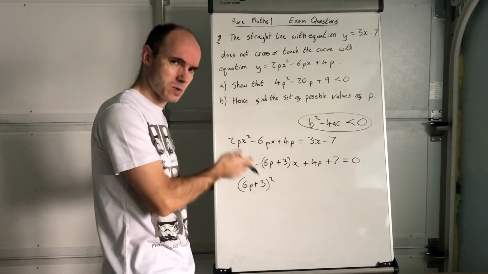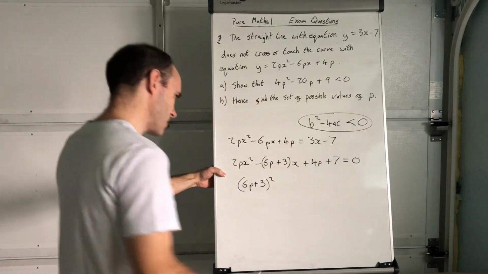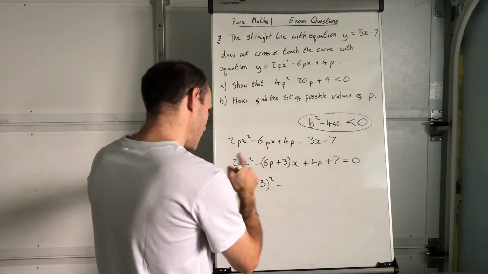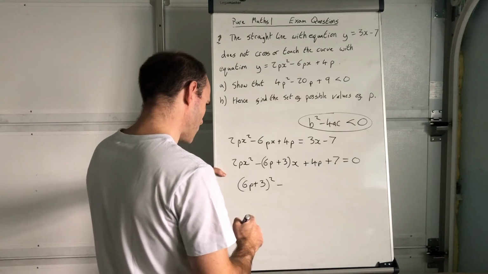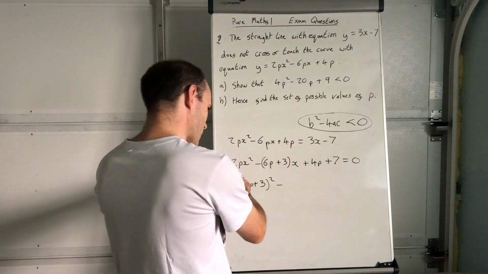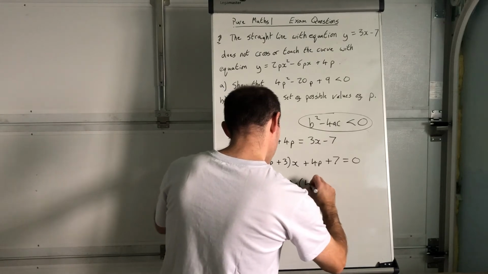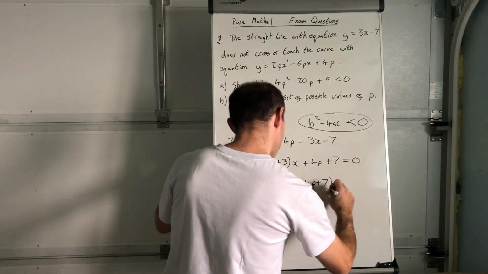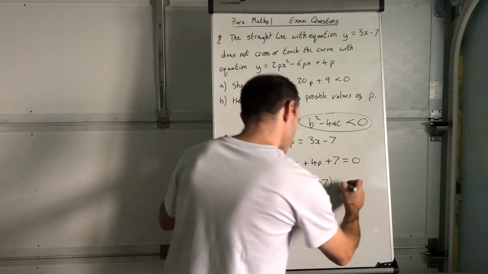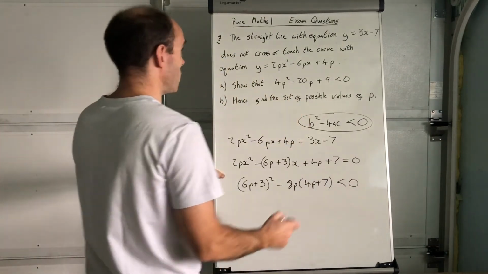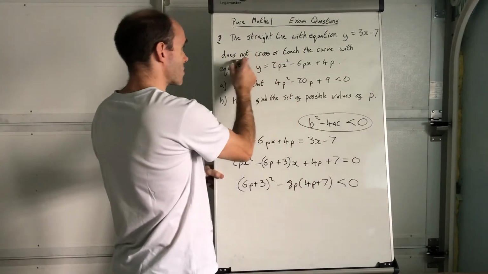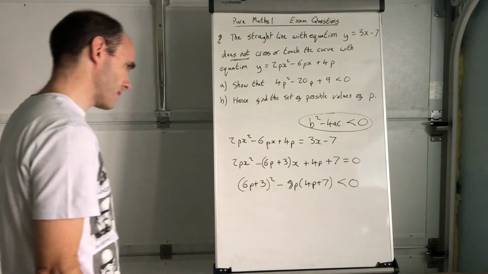Think about it, because b squared, negative value, you get a positive number, okay? So subtract 4 times a times c. So subtract 4 times that, so that's going to be 8p, and then times by c, which is 4p plus 7, and remember that's the discriminant, that's going to be less than 0 for when it does not cross or touch the curve, okay?